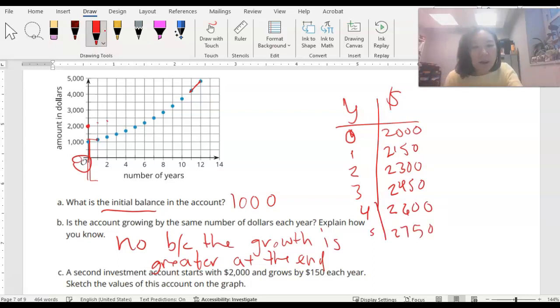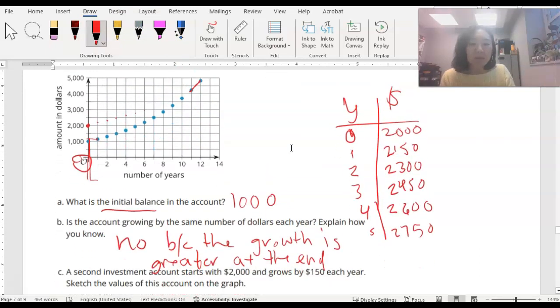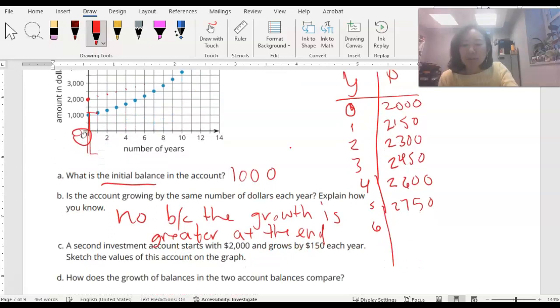And so then you would graph each of these points. So 3 is 2,450, right underneath. 2,600 would be right above. 2,750. So notice that over time, what we're doing is creating a linear graph, okay? You can keep going, adding in your continuation of this here, okay?